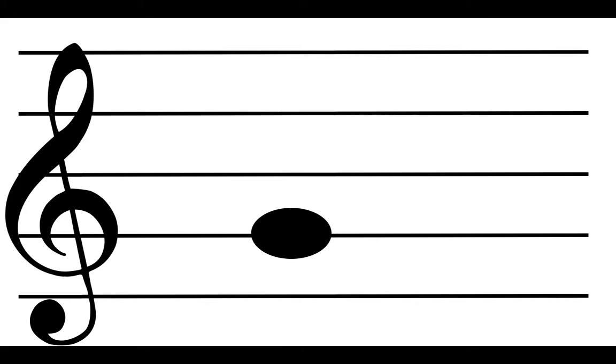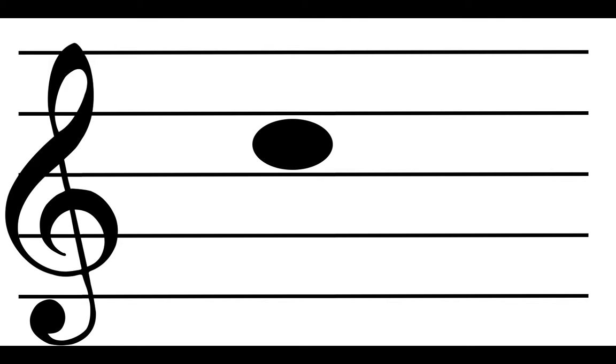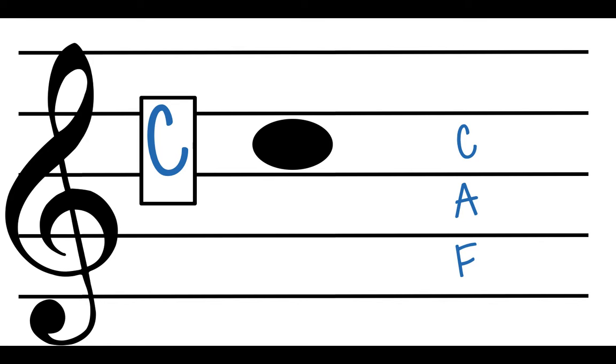Is this a line note or a space note? It is a line note, and since it is a line note, we do our sentence, every good. This note is G. We have here a space note, and since it's a space note, we spell out the word face starting in the bottom space. F-A-C. This note is C.